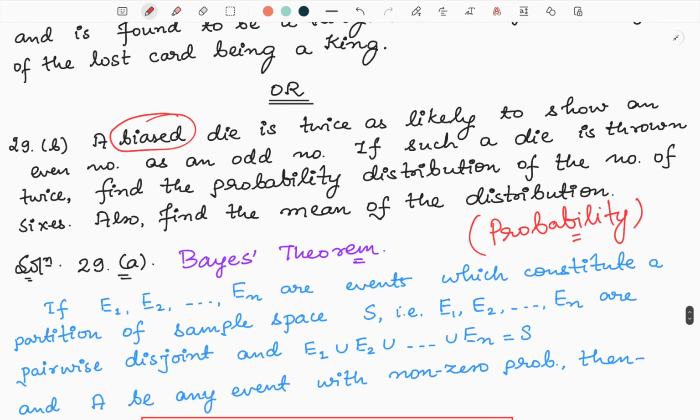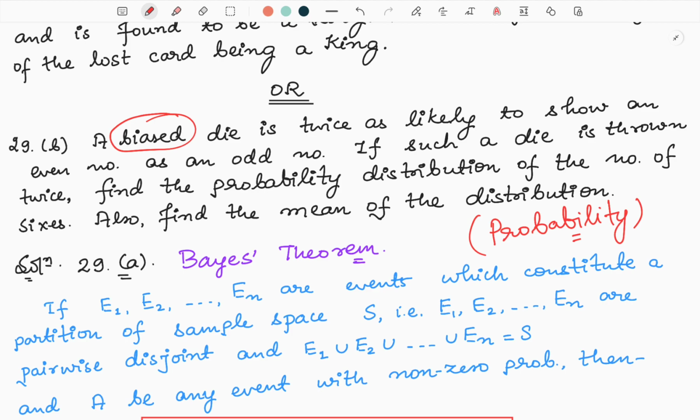The question says, if a biased die... Biased die means that if you are throwing something which is biased in nature, it is unlikely to give equal probability to every event. That is simply the meaning of biased. That means if you are throwing a biased coin, there is no guarantee that 50% head will appear and 50% tail will appear. It could be anything, like a 70% chance of head appearing and a 30% chance of tail appearing.